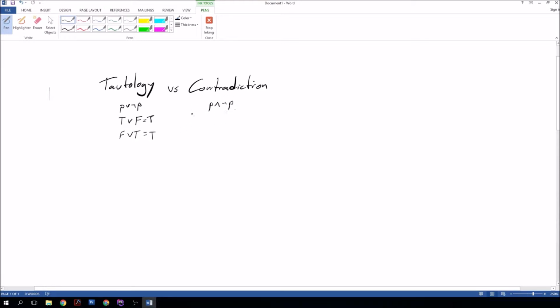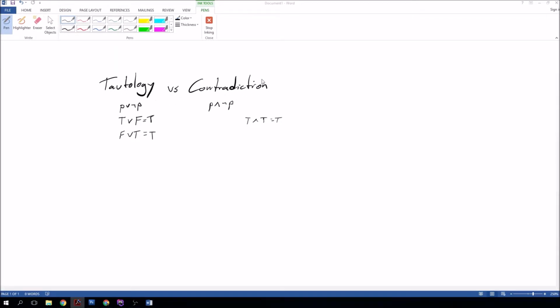Similar concept goes for here, except with the and symbol. And remember, and can only be true if both of the truth values are true themselves. So true and true would be the only time this could equal true. As you can see, whatever the value of this is, let's say this is true, well then this is going to be false, so true and false is going to be false. So that is a contradiction.